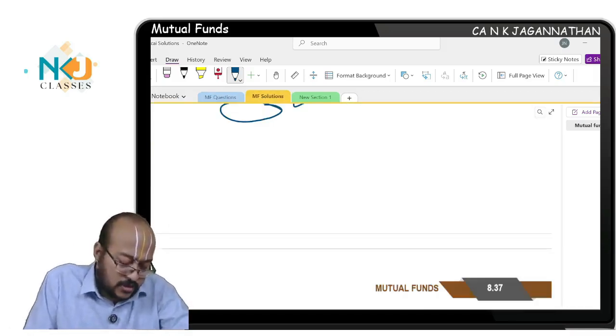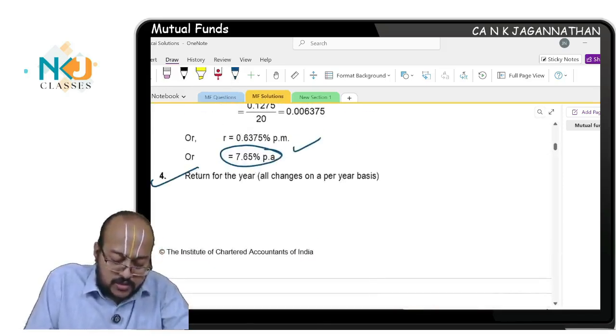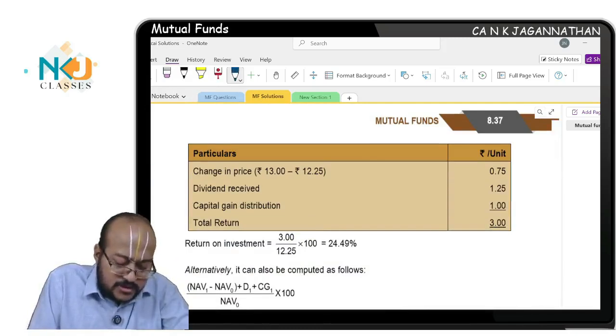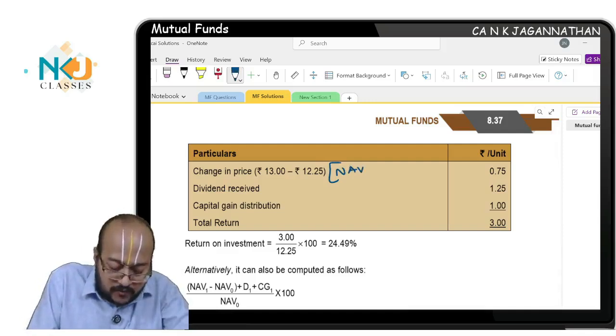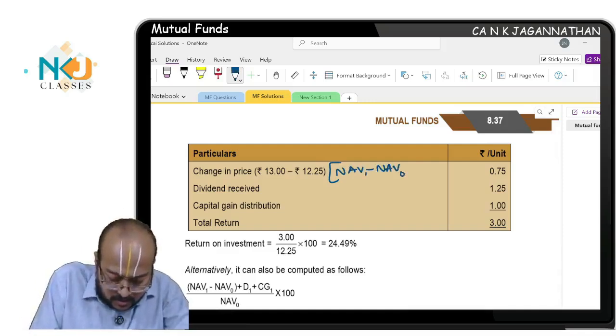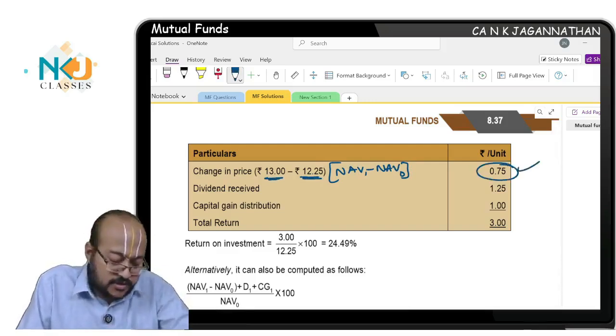Similar type of question. See what happens. Return for the year, all changes on a per year basis. Anyway, no issue. Change in price: this is nothing but unrealized capital gain. I told you, NAV 1 minus NAV 0, the closing NAV minus opening NAV. The difference in NAV is 0.75.